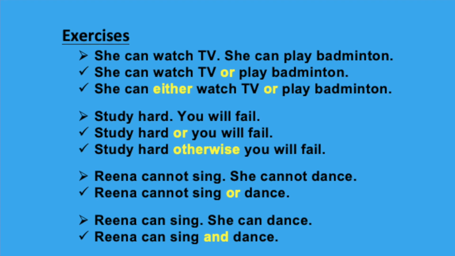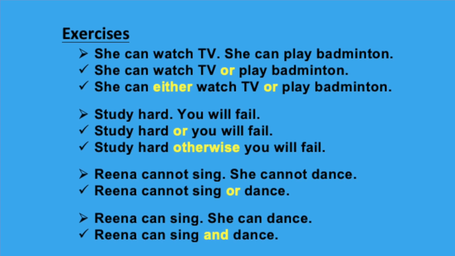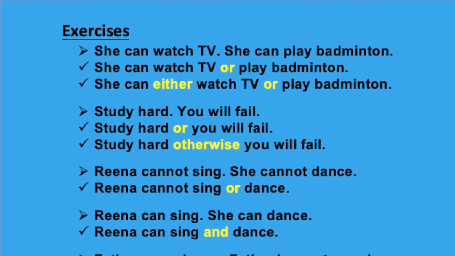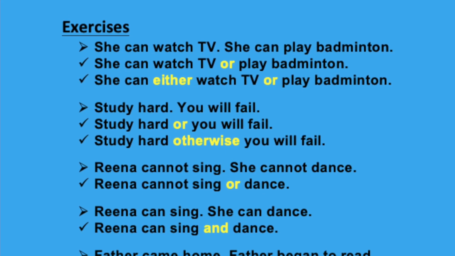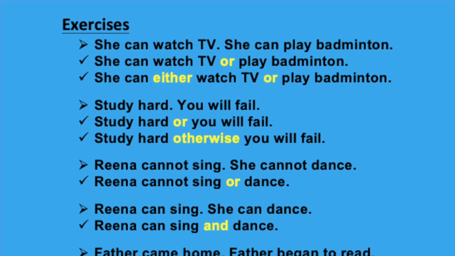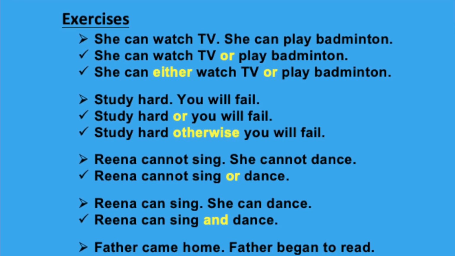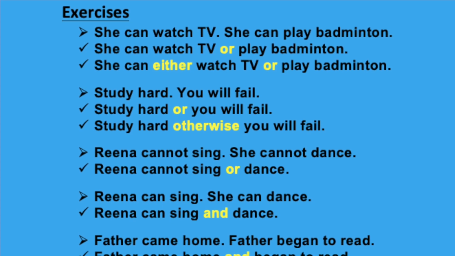Let's do an exercise. It will help you to understand more. Join these sentences with a proper conjunction. Let's read the first one. She can watch TV. She can play badminton. Here we can use or, because or is used to introduce options. So the answer is, she can watch TV or play badminton.